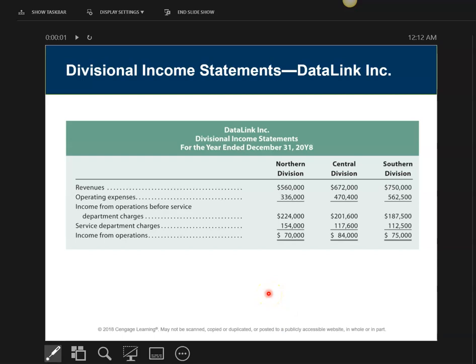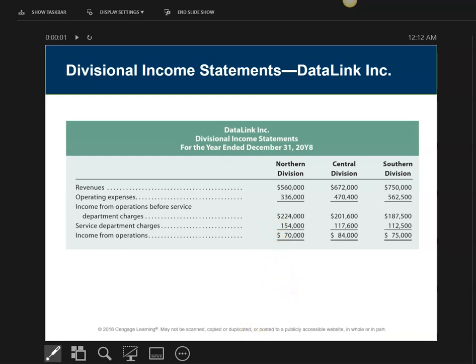So here I'm looking at Data Link, and I have three different divisions: Northern, Central, and Southern. Here's my little divisional income statement. I have my revenue minus my operating expenses equals my income before service department charges. And then here's my minus my service department charges. Here's my income from operations.